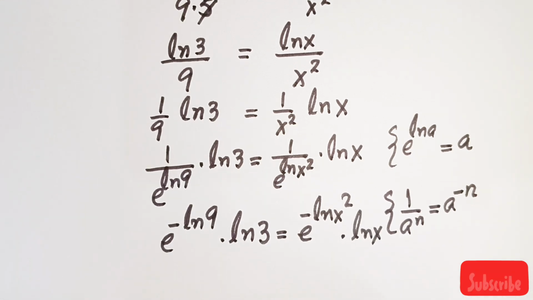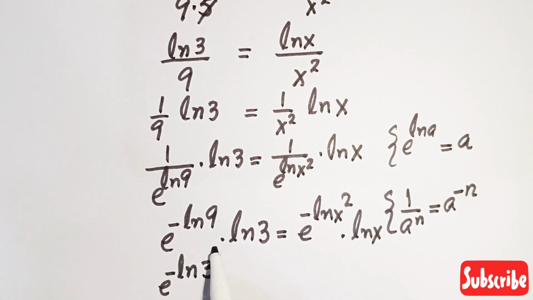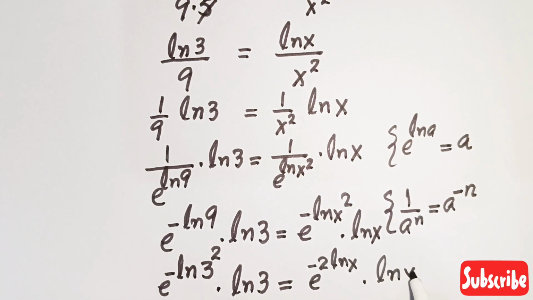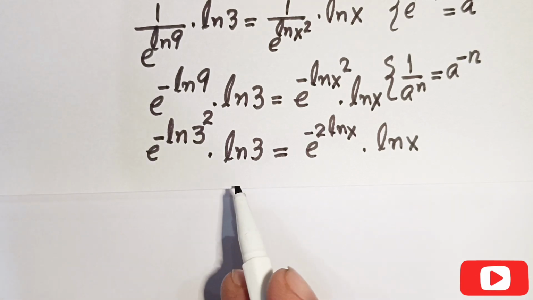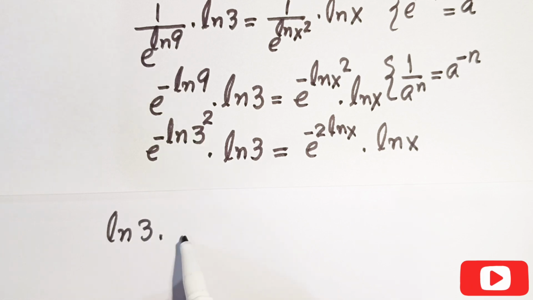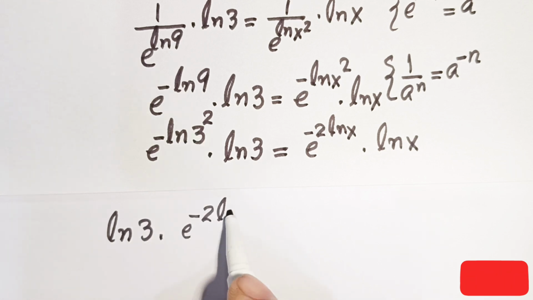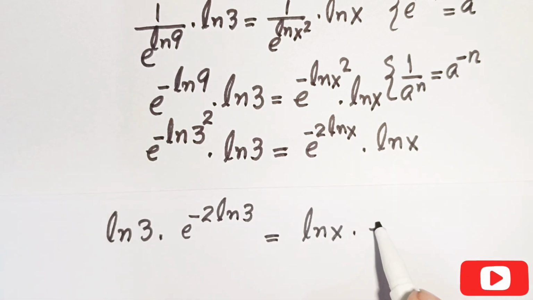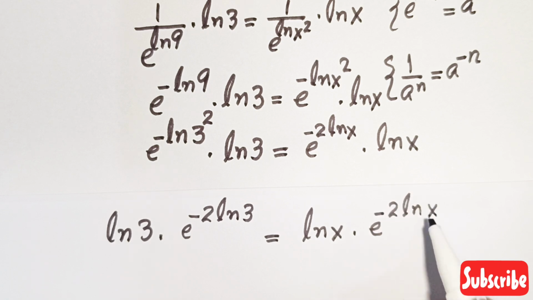Now our next step is that e to the power minus natural log of this 9 is written as 3 squared times natural log of 3, which is equal to e to the power, shifting this 2 here, minus 2 natural log of x times natural log of x. Here if we write natural log of 3, we just use the logarithm power law, then we have e to the power minus 2 natural log of 3 is equal to natural log of x times e to the power minus 2 natural log of x.